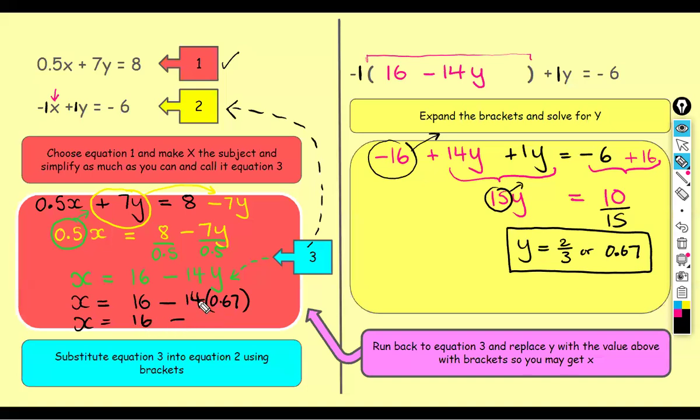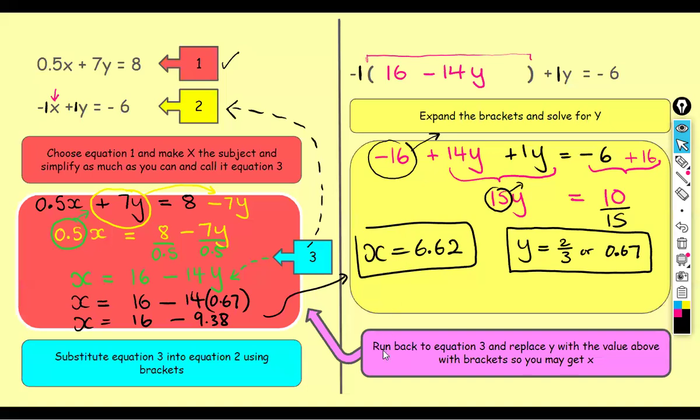On my calculator, how much is 14 multiplied by 0.67? I get 9.38. I'm finishing it up over here. 16 minus 9.38. Anybody got close to this? 6.62. Like I said, guys, I'm using the decimal. If you choose to use the fraction, you'll get a slightly different answer.